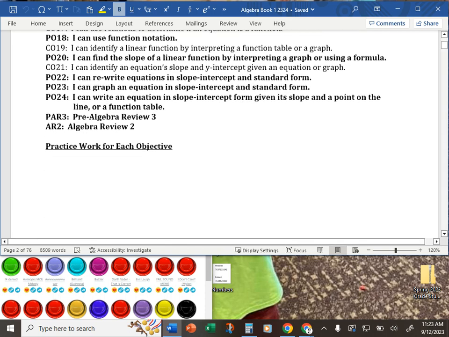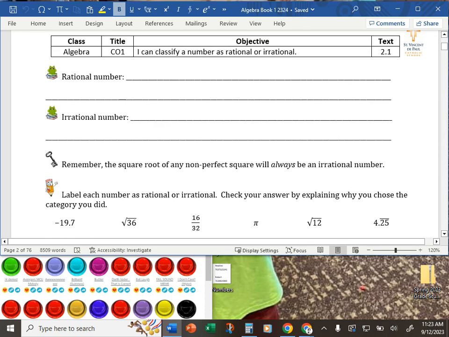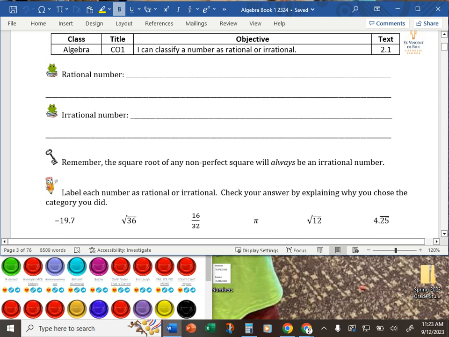But we are going to start with rational and irrational numbers, which, if you remember, those of you who kept your binders from pre-algebra, I didn't. CO1 in pre-algebra has to do with whole numbers, integers, rationals, and irrationals, but now we're just going to focus on the rational and irrational.